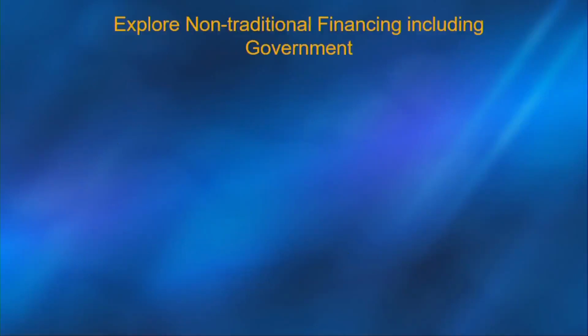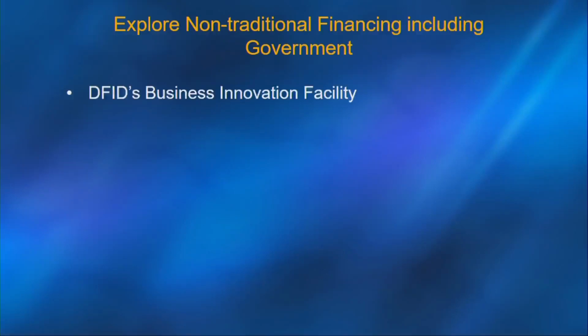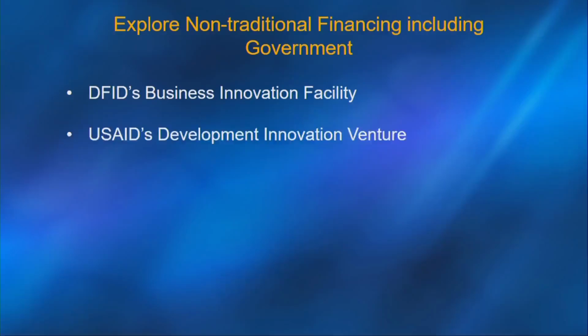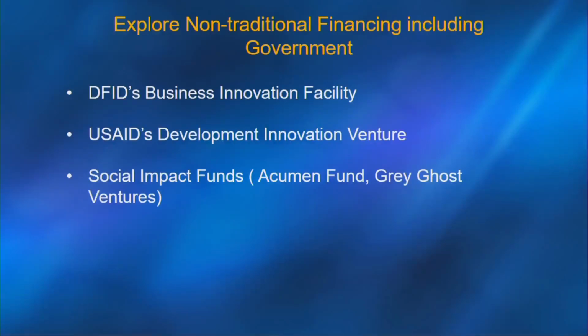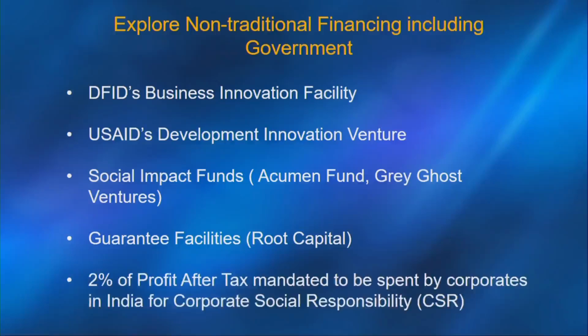Now, there is non-traditional financing, including government sources, that is available. Just to give you some examples, like DFID's Business Innovation Facility, USAID's Development Innovation Ventures. There are social impact funds like Acumen Fund, Gray Ghost Ventures. Then there are guarantee facilities like Root Capital.